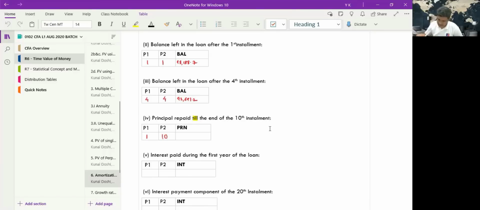18,595.8. Yes, it should be 18,000. Guys, you all are checking the balance. I need the principal repaid. 18,595. Principal repaid is PRN. 18,595. Guys, also check, don't just pull out the first number. Principal repaid is PRN. Balance is BAL. And at times also think logically: how can 81,000 be paid in 10 installments when the loan is a 48 installment loan? Right?